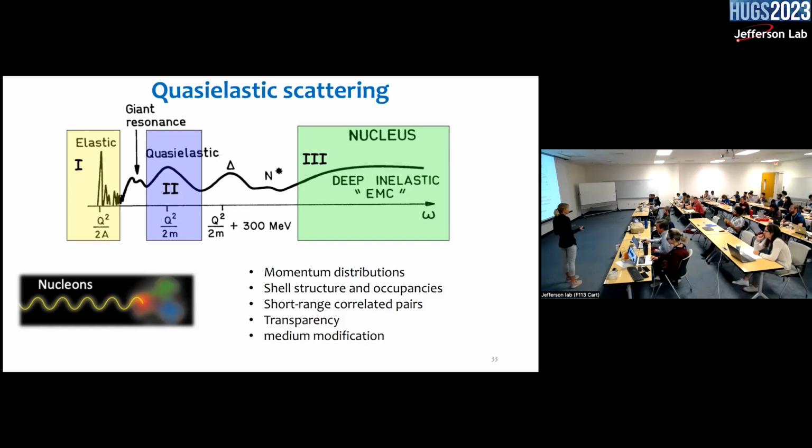We'll start to observe things too, like nucleons in short-range correlated pairs, which I'll briefly touch on today, and we'll go into more detail tomorrow, as well as transparency. And we'll see hints of medium modifications. We'll talk about what that means.